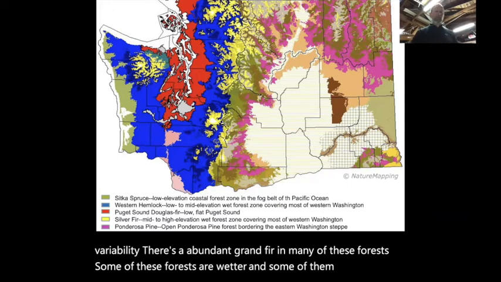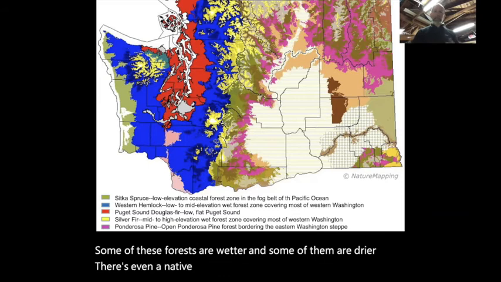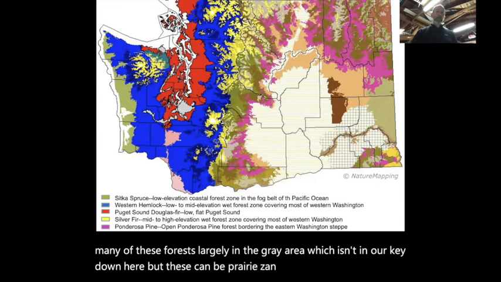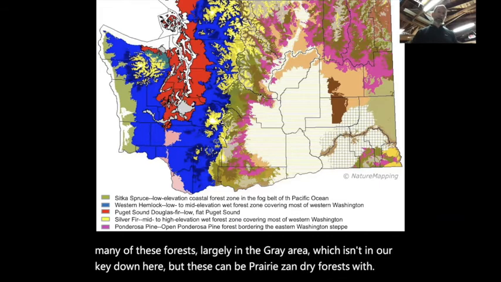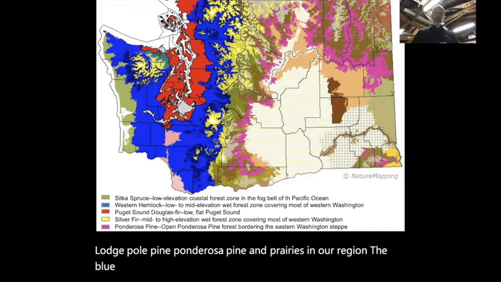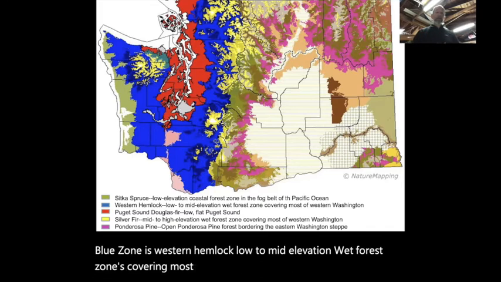There's even a native ponderosa pine that will be common in many of these forests, largely in the gray area, which isn't in our key down here, but these can be prairies and dry forests with lodgepole pine, ponderosa pine, and prairies in our region. The blue zone is western hemlock, low to mid elevation wet forest zones covering most of western Washington.